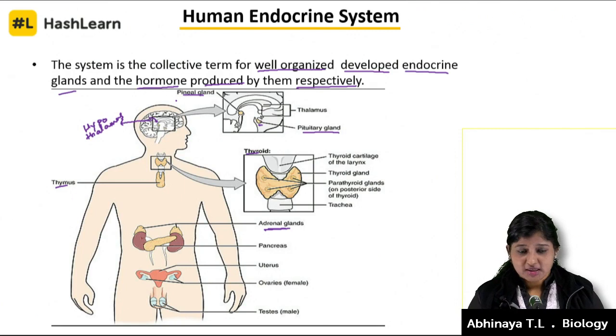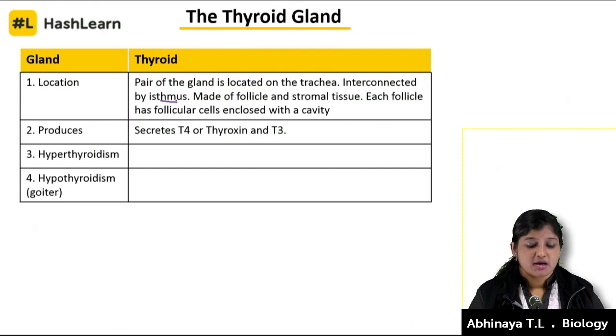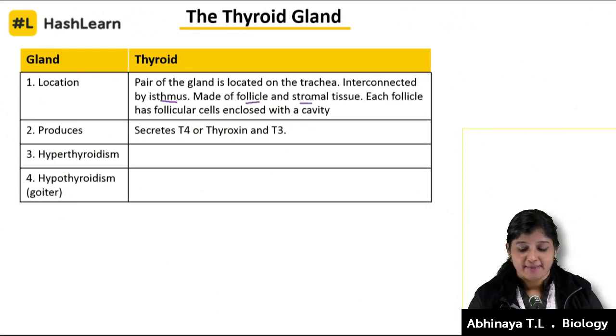And the basic thing our thyroid gland is going to do for us is, as I said, it is made up of two lobes. The two lobes are connected by the isthmus, and these lobes are made up of follicles and stromal tissue. I've written it here, there are all the notes. Each follicle has follicular cells with a cavity enclosed by them. Okay, this is the anatomical detail. This much is enough for the NCERT concept explanation. So this is how our thyroid gland has been made.